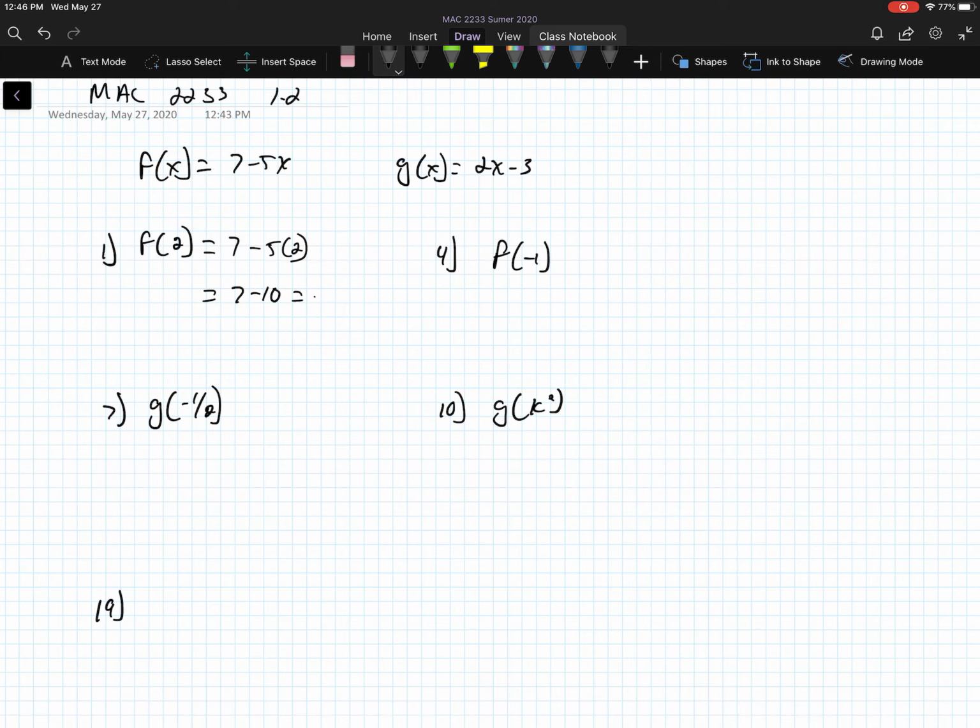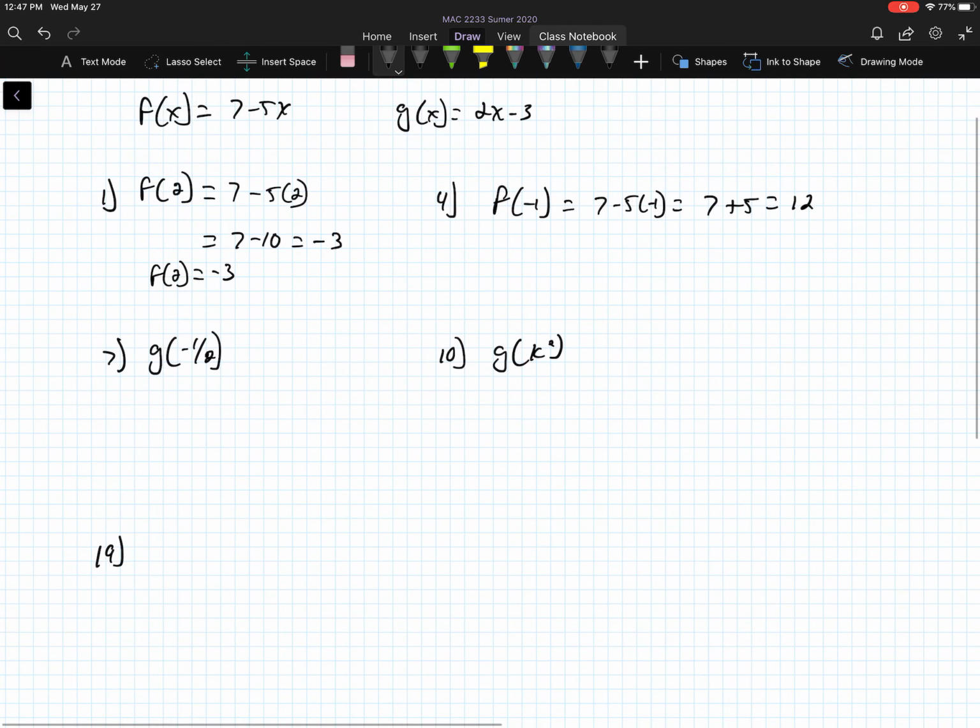So then this becomes 7 minus 10, which is going to be negative 3. So in other words, f of 2 is equal to negative 3 given this particular function that we have. The next one is f of negative 1. So that means I'm going to replace the variable with a negative 1. We know that a negative and a negative becomes a positive. So f of negative 1 is equal to 12.